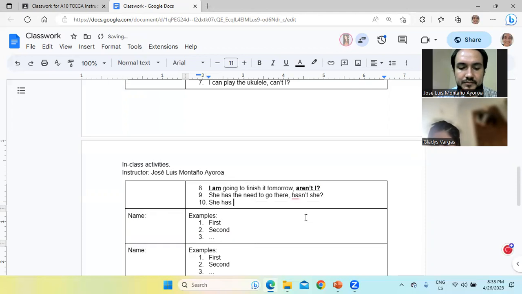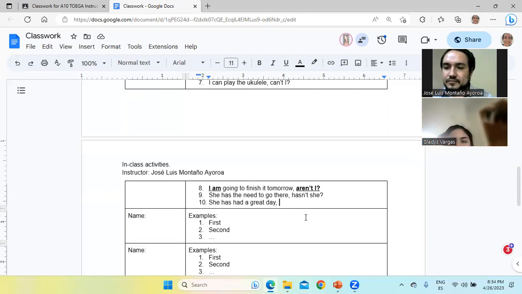What about here? What is the tag question for that? She has had a great day. I'm not sure. Can be hasn't she or doesn't she? All right. What do you say about number 10? Is it hasn't she? Is it doesn't she? Doesn't she? Okay.